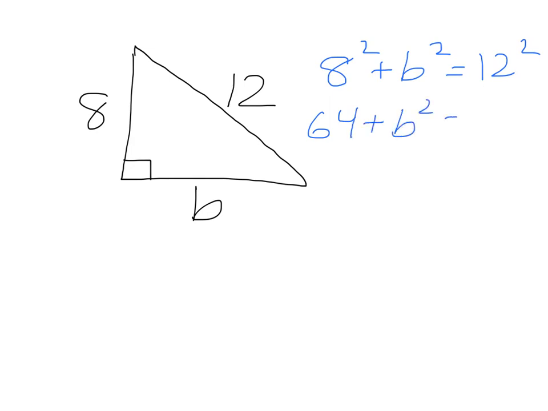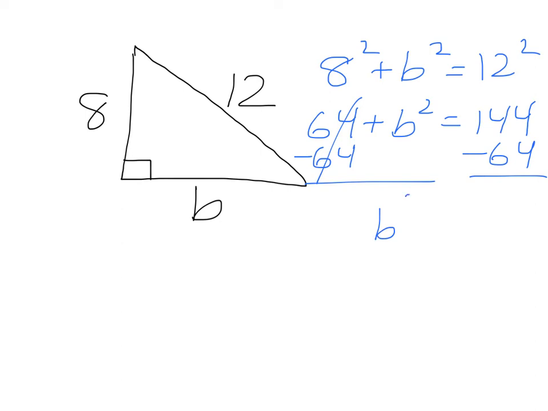What's 12 squared? 144. What do I do next? Just subtract. Subtract 64 from both sides. And those cancel, so I get b squared equals 80. Now what do I do? Square root of both sides.